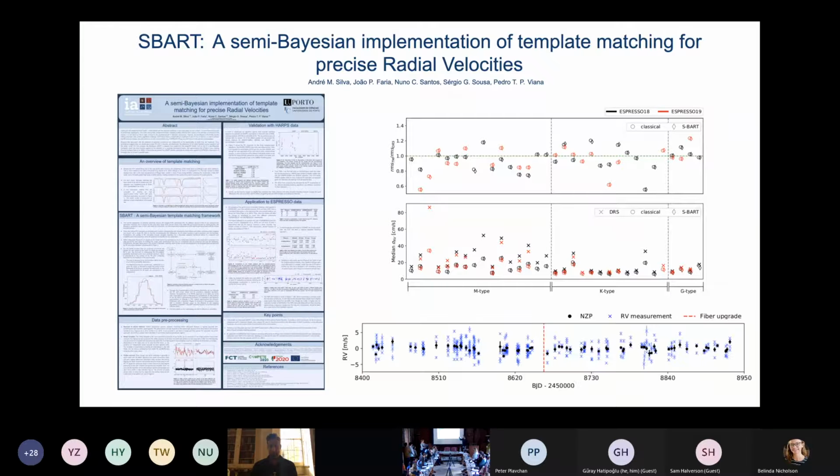We use this same data set to compute an actual zero point of ESPRESSO, shown here in these black points, and we estimate the upper precision limit of the instrument to be about 80 centimeters per second. And that's mainly it. Thank you for listening to me.